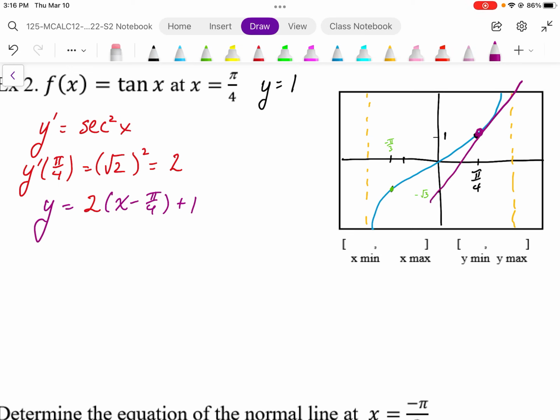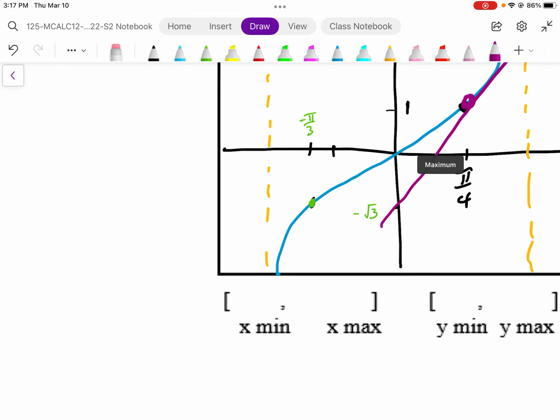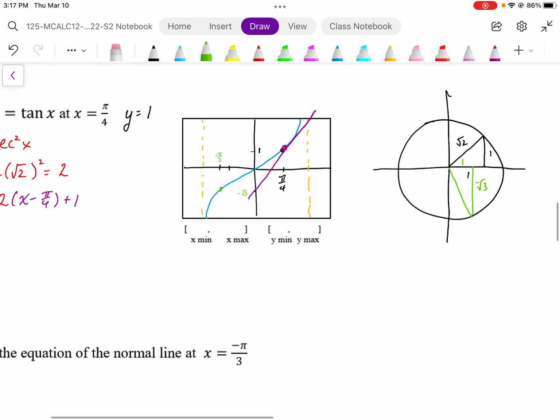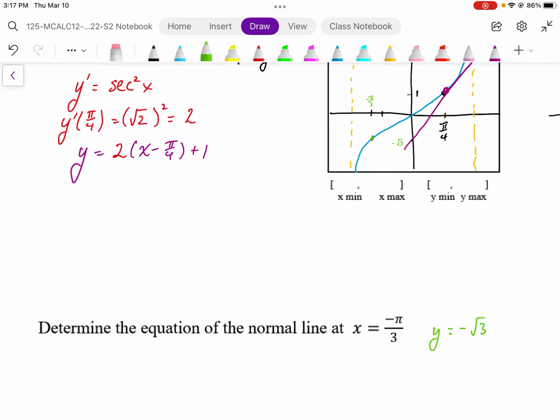So the next part is we want to find the equation of the normal line at negative pi over 3. When I plug negative pi over 3 into my tan function, it's going to be 60 degrees here, so the tan value is going to be negative root 3 over 1. So the y value is going to be negative root 3, and then I have my coordinate there. What I want is the perpendicular slope at that point.